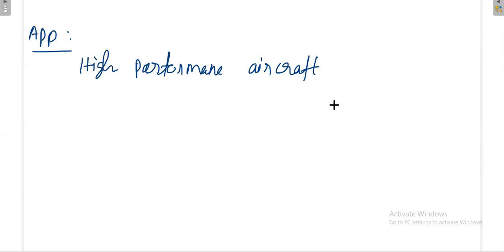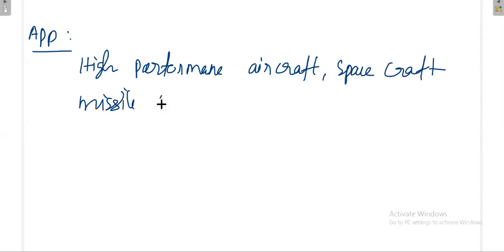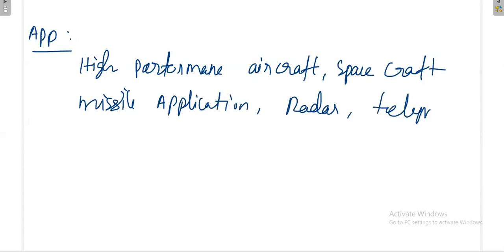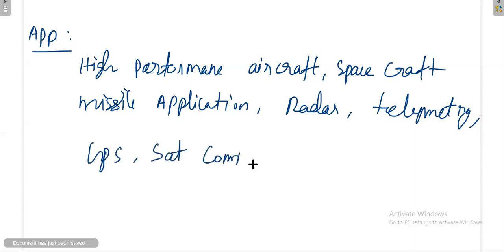So high performance aircraft, spacecraft, missile application, radar, telemetry, GPS, satellite communication. These are all the applications of the microstrip patch antenna.